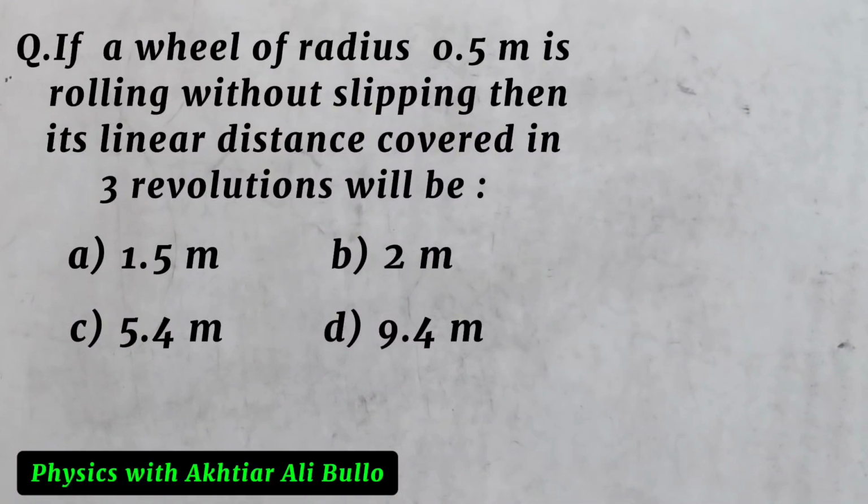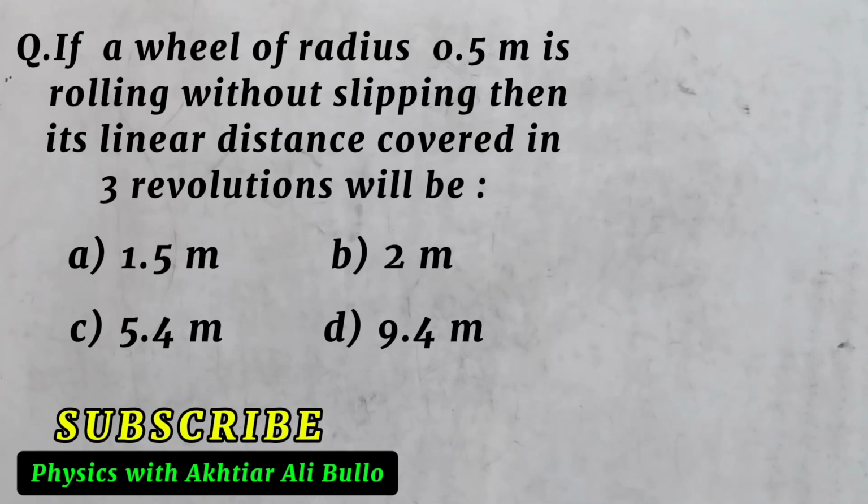Question says, if a wheel of radius 0.5 meter is rolling without slipping, then its linear distance covered in 3 revolutions will be: A, 1.5 meter; B, 2 meter; C, 5.4 meter; D, 9.4 meter.